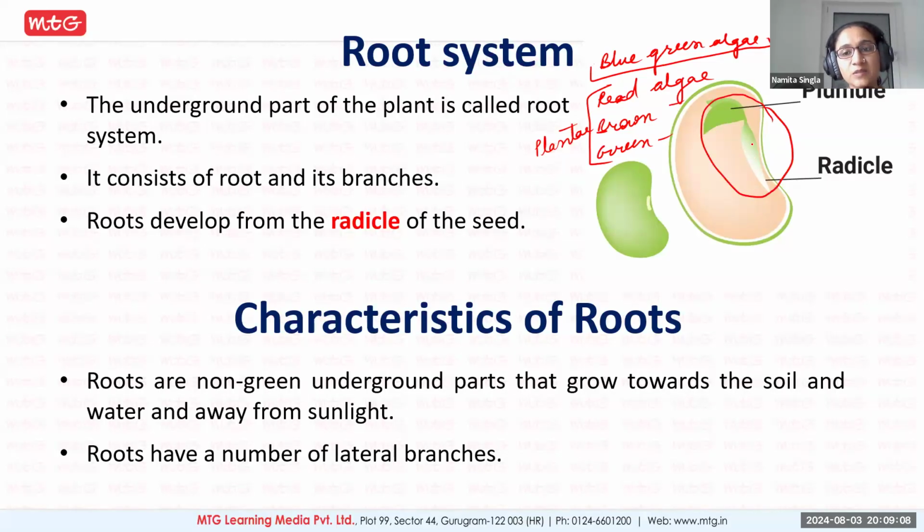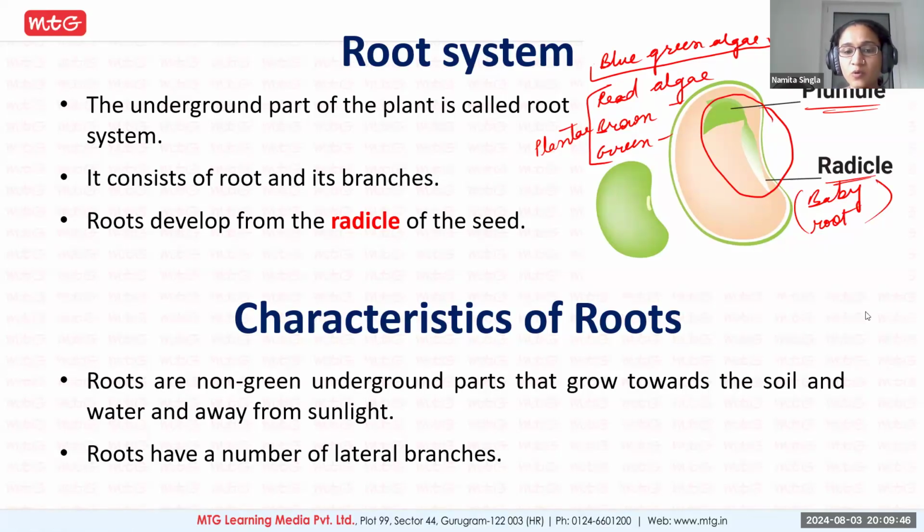So the embryo comprises two parts. The lower part which gives rise to the root is called the radical part of the embryo. The upper part of the embryo that gives rise to the shoot system is called the plumule part of the embryo. So radical and plumule are the parts of the seed which give rise to the future root system and future shoot system respectively. This is something important. You should remember this. Sometimes radical is called the baby root because it will develop into the root system of the plant, and plumule is called the baby shoot.